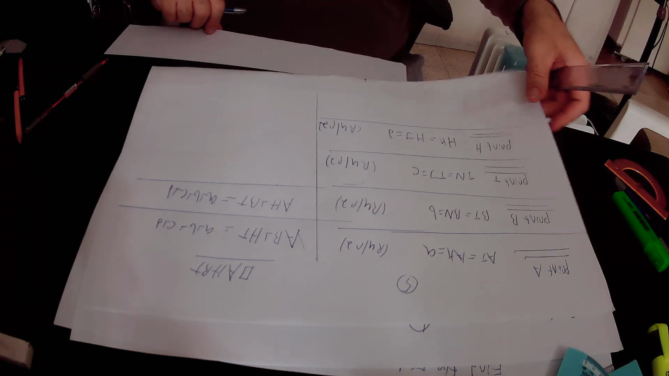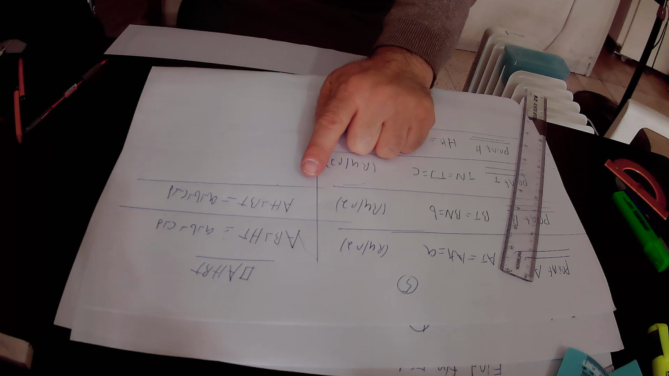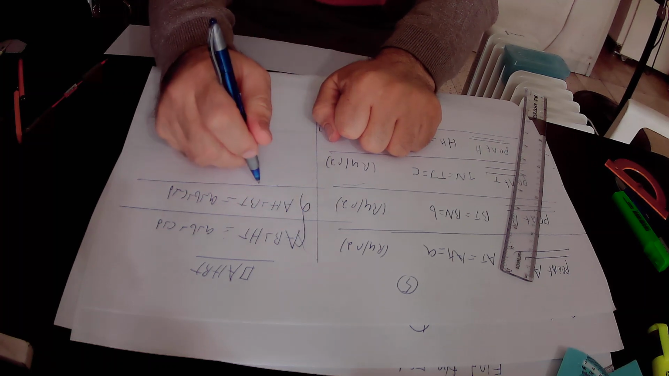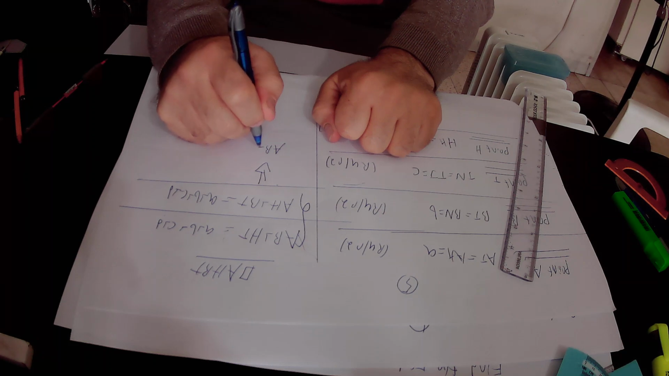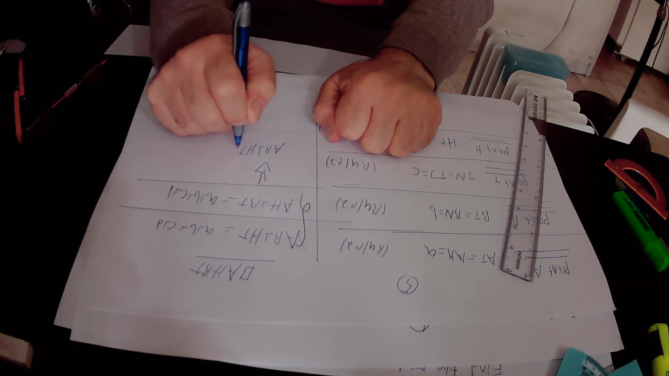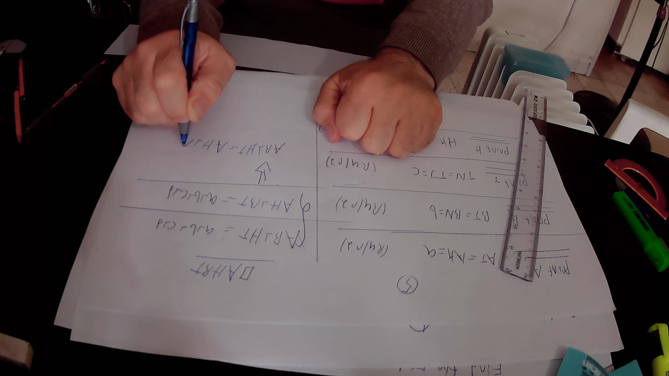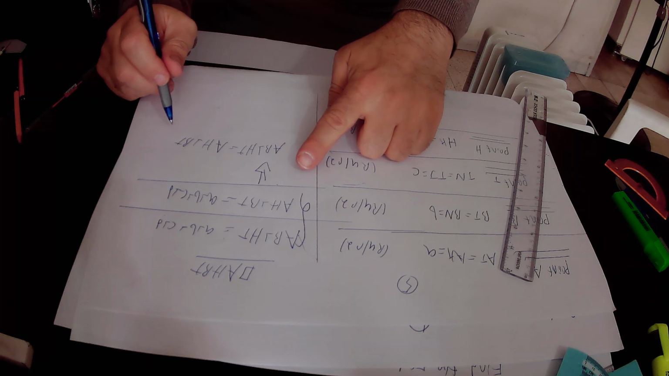So in conclusion, we found out that AB plus HT equals A plus B plus C plus D, and AH plus BT also equals A plus B plus C plus D. And from those two equations, we will derive that AB plus HT equals AH plus BT. Okay? AB plus HT equals AH plus BT.